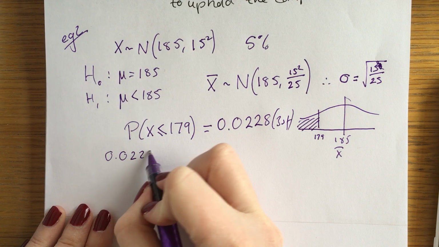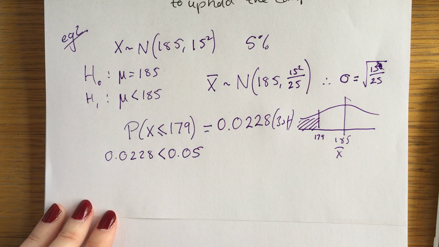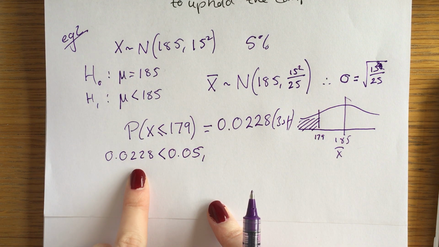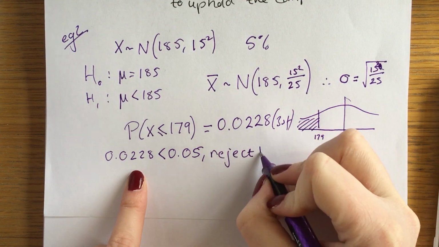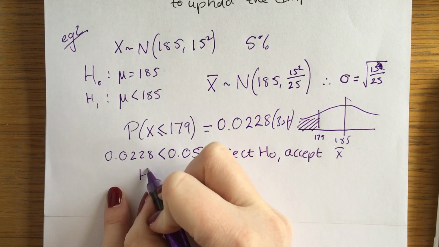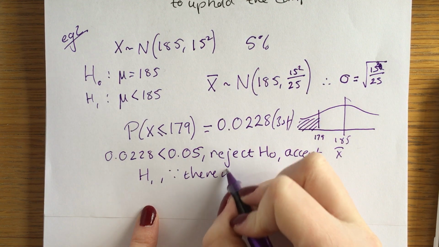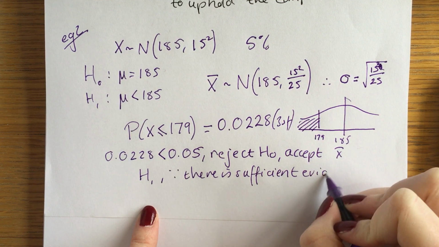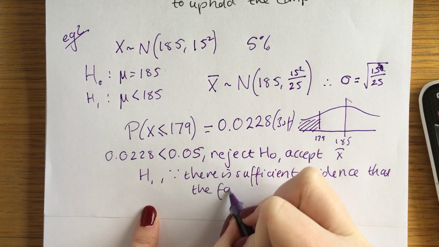So that probability is smaller than 0.05. So there is a less than 5% chance of getting a time of 179. Because of that, we reject our null hypothesis and accept our alternate hypothesis because there is sufficient evidence that the formula has improved.